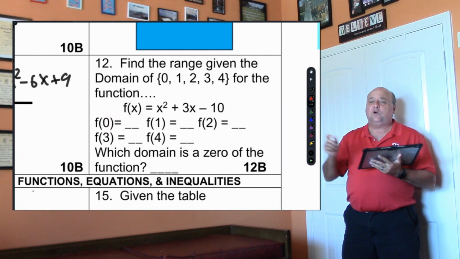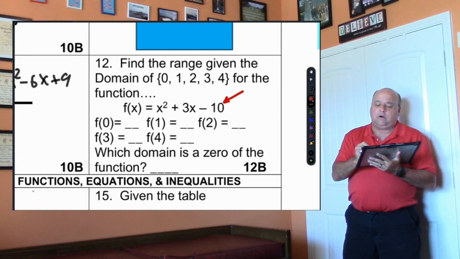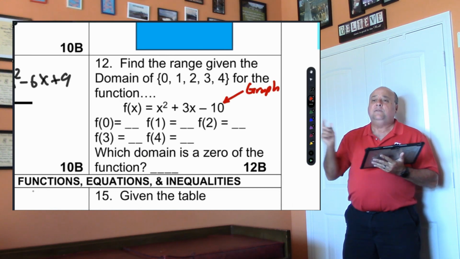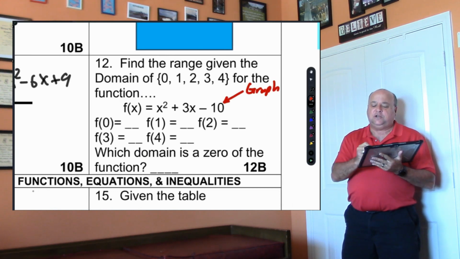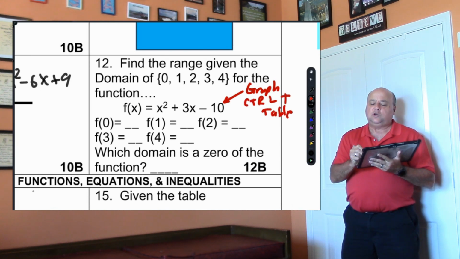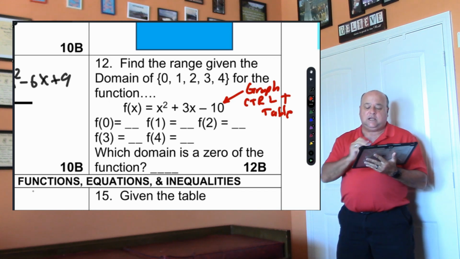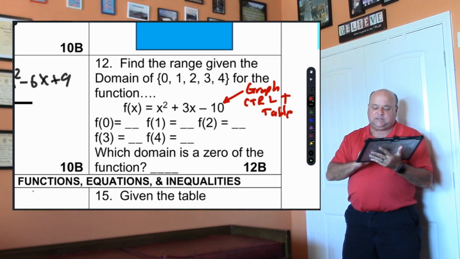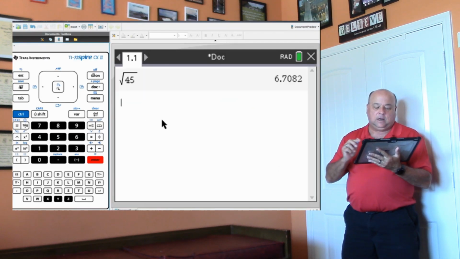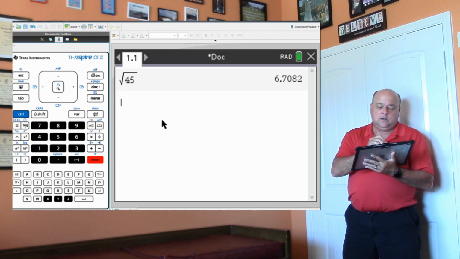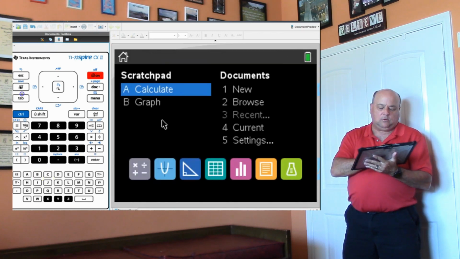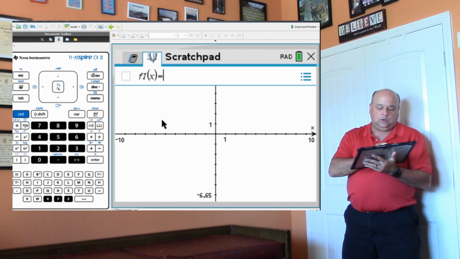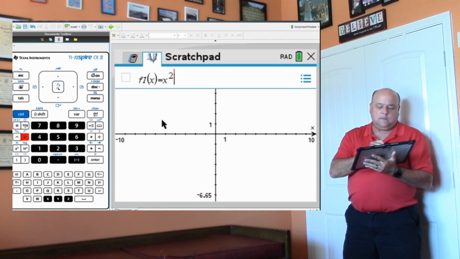Number 12, don't forget how to do this. We're going to graph this. Then after you graph it, since these are integers, we're going to hit Control-T and make a table. So we're going to graph it and hit Control-T, x squared plus 3x minus 10. So I'm going to go to my calculator. I'm going to hit Home. I'm going to hit B to graph. And then I'm going to do x squared minus 3x plus 10.